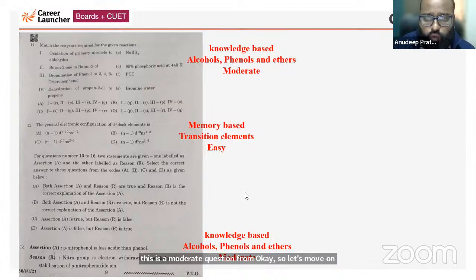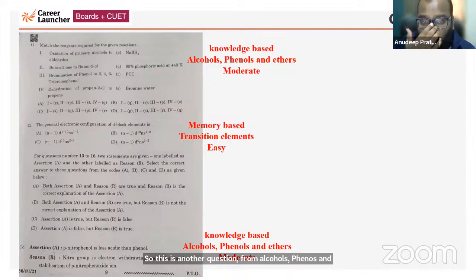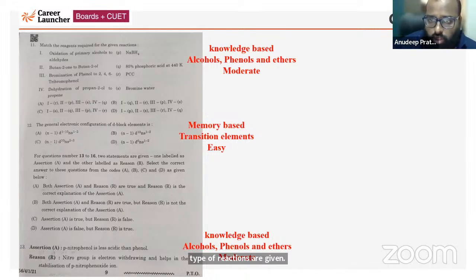So this is another question from alcohols, phenols, and ethers, which is a knowledge-based question. So you can see the different type of reagents are given, different type of reactions are given. So basically, you need to have a good knowledge of reactions here. Then only you can answer this type of question. So I'll say that this is a moderate question from alcohols, phenols, and ethers.